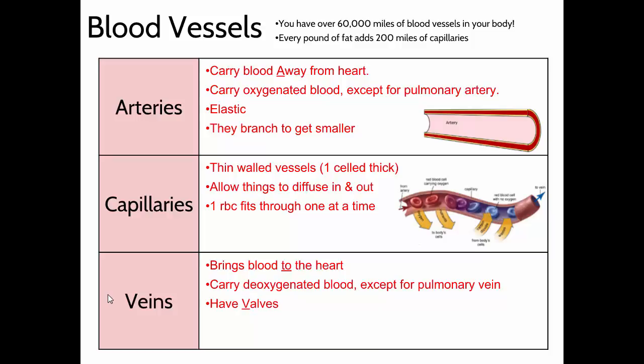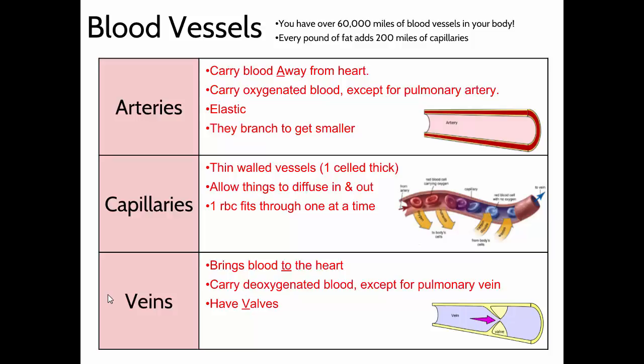The other interesting thing about veins is they have valves in them, little one-way doors that only allow the blood to flow in the proper direction back to the heart. Now your arteries don't need valves because there's high pressure forcing the blood forward. But the veins, there's lower pressure, so they need these valves.